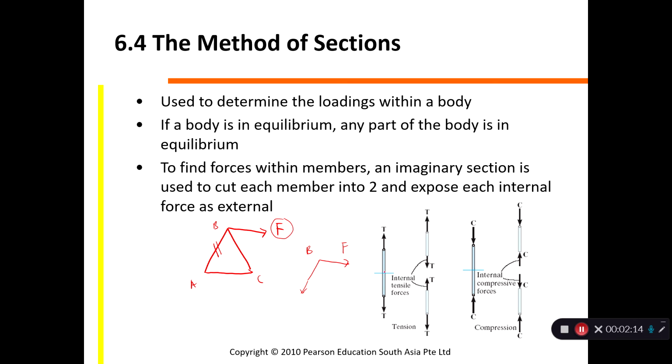When you cut a member in tension, you'll have these two portions. This is this part, this is this part, and in the middle we have the reactive forces. It will be the same thing for compression. This is the original compressive force outside, and then you cut in the center, then you get these two. That is the basics.